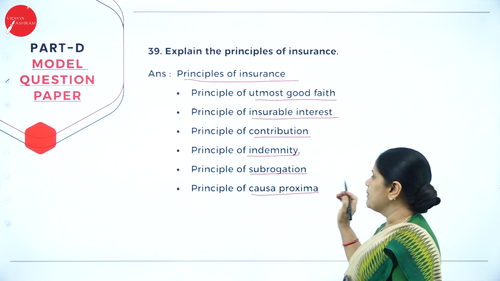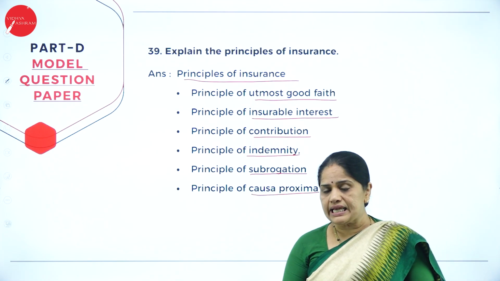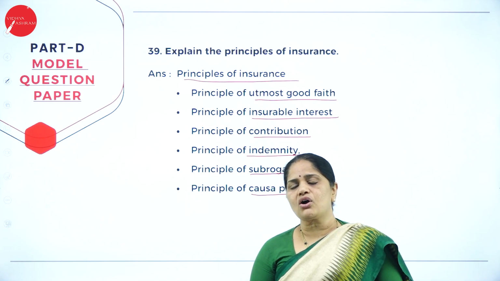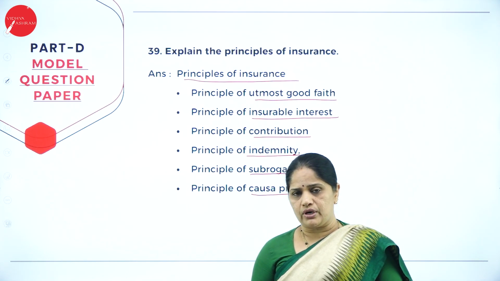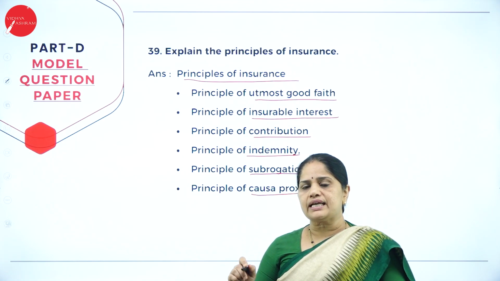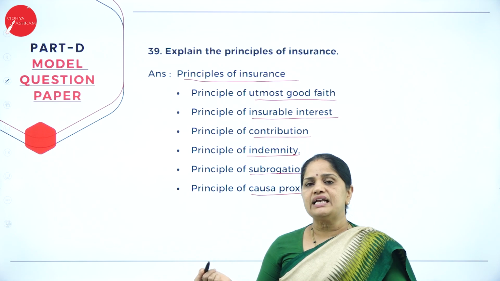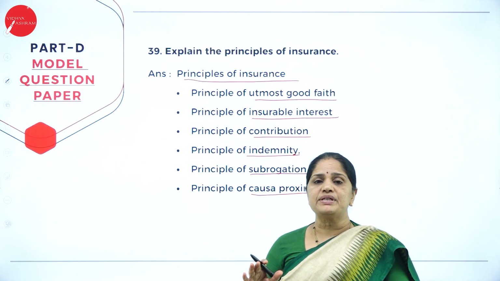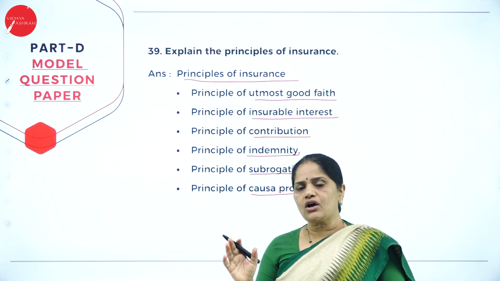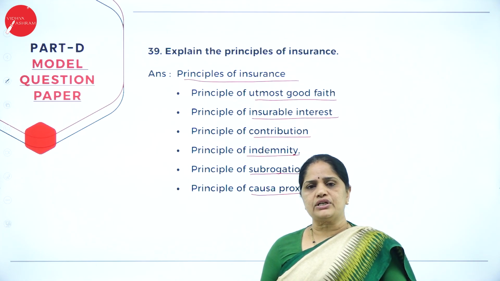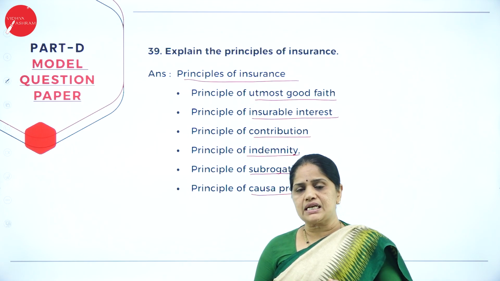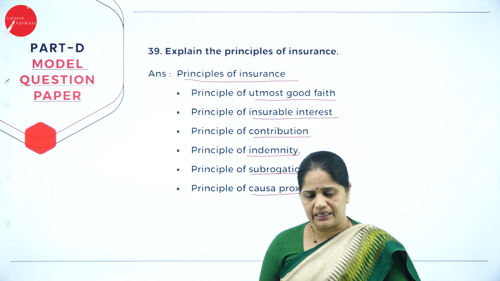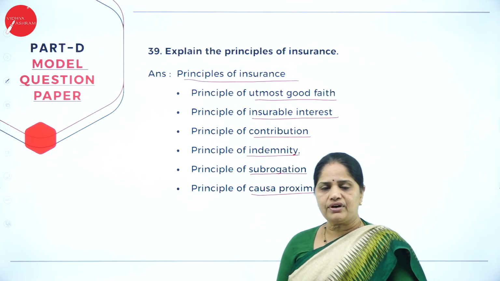Then principle of causa proxima. So this principle says that the insurance company will compensate the insured only if the cause is mentioned in the insurance policy. For example, if the person has taken a fire insurance policy and if there is any theft in that particular business firm, then the insurance company will not compensate for such a loss. So it will compensate only if there is a fire in that particular firm. So if the person has to get protection against burglary, then he has to take again an insurance on burglary, that is burglary insurance and fire insurance.